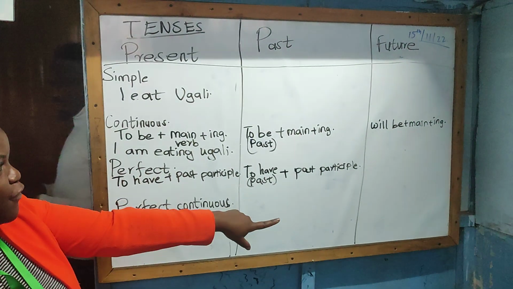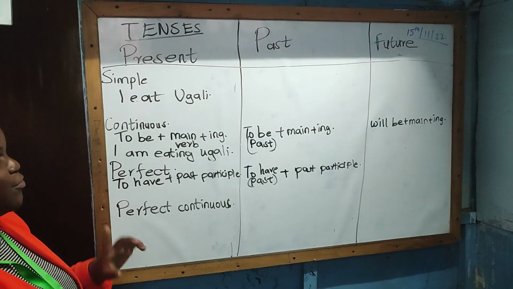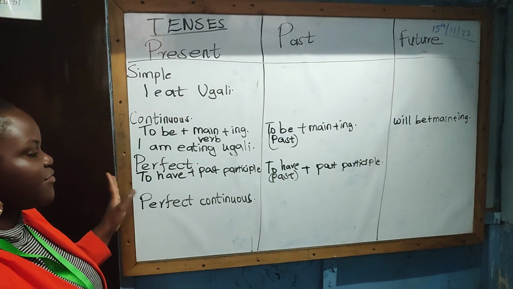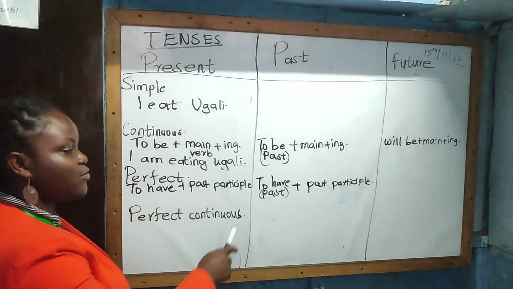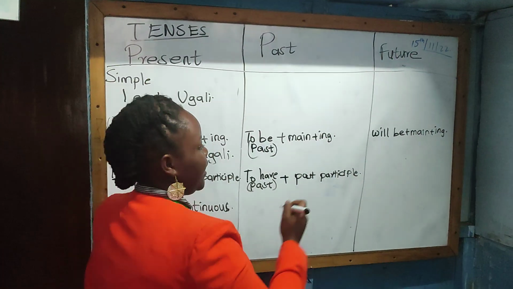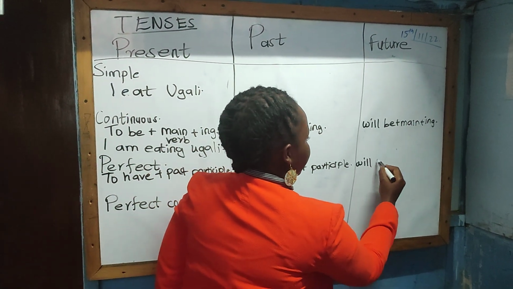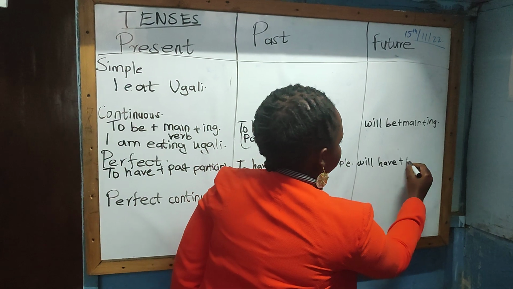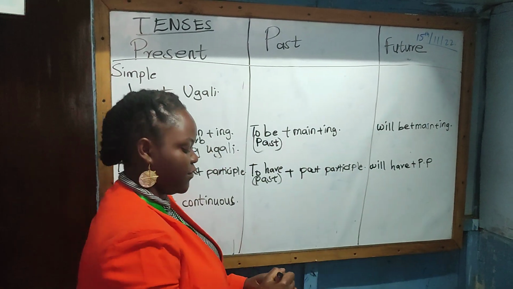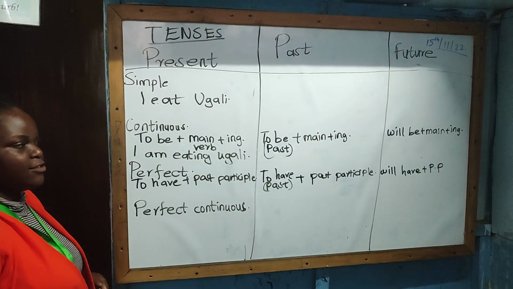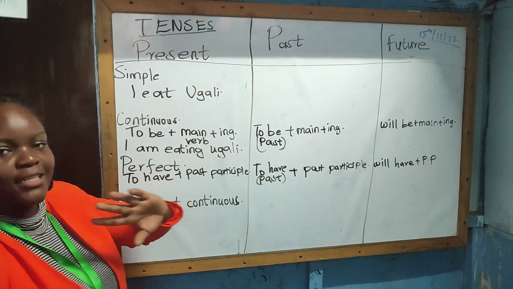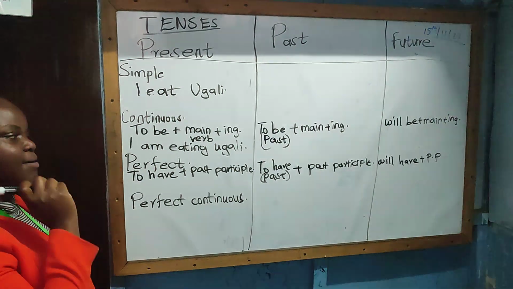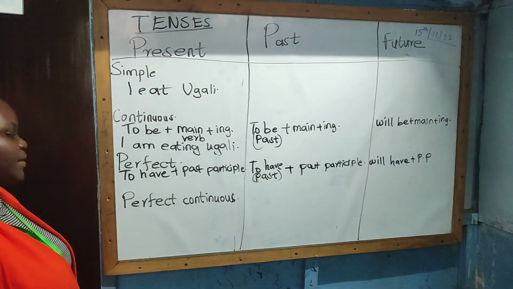Then we go to the future perfect tense. We form future perfect tense when we have, now instead of having to have, we'll replace to with will. Now it will be will have plus the past participle of the main verb. So in a sentence we can have, I will have eaten ugali. That is now future perfect tense.